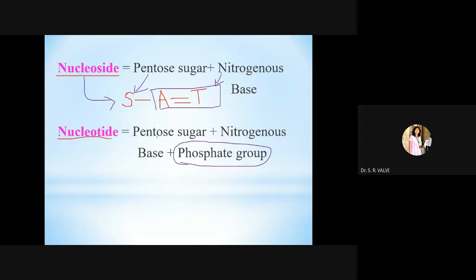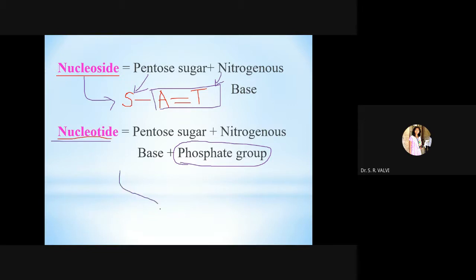So if there is pentose sugar along with the nitrogen base along with this phosphate group, then we have to call this a nucleotide. Please do remember, a nucleotide is made up of sugar, nitrogen base and phosphate group, whereas a nucleoside is where the phosphate group is absent. Only pentose sugar and nitrogen base are present, right? So this is the nucleoside and nucleotide, right?